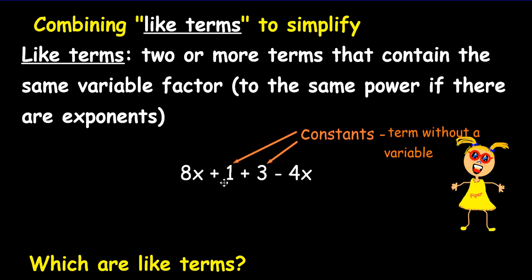First of all, notice we have two values that do not have variables. Those are terms without a variable, and those are called constants.